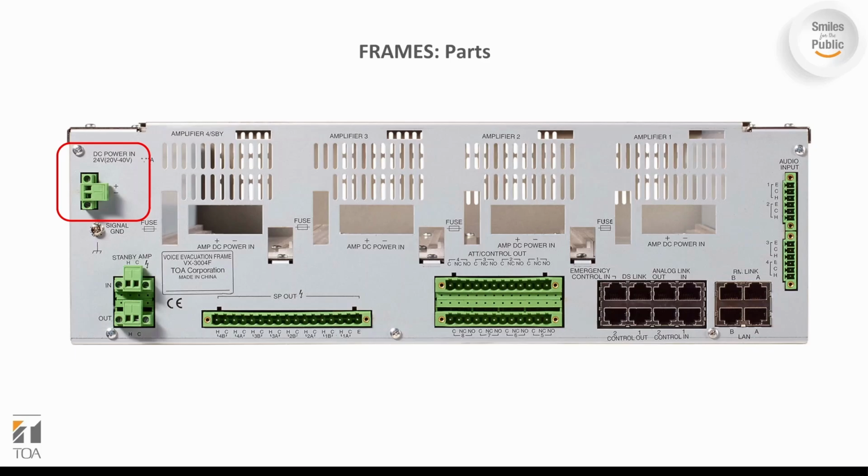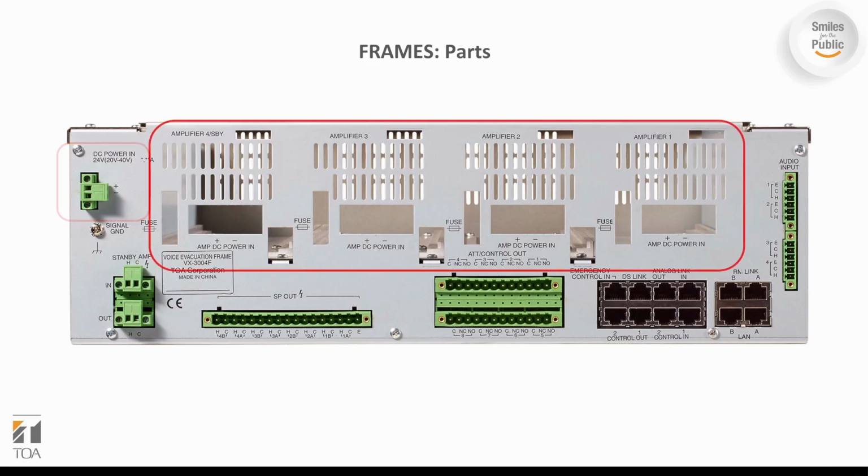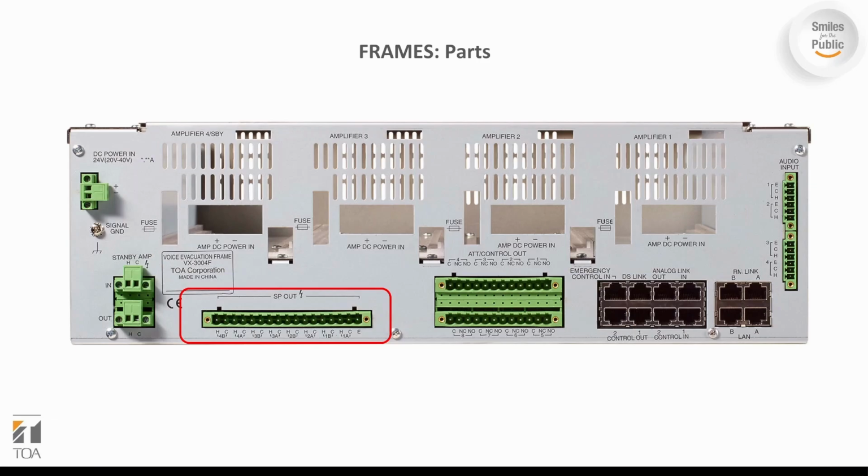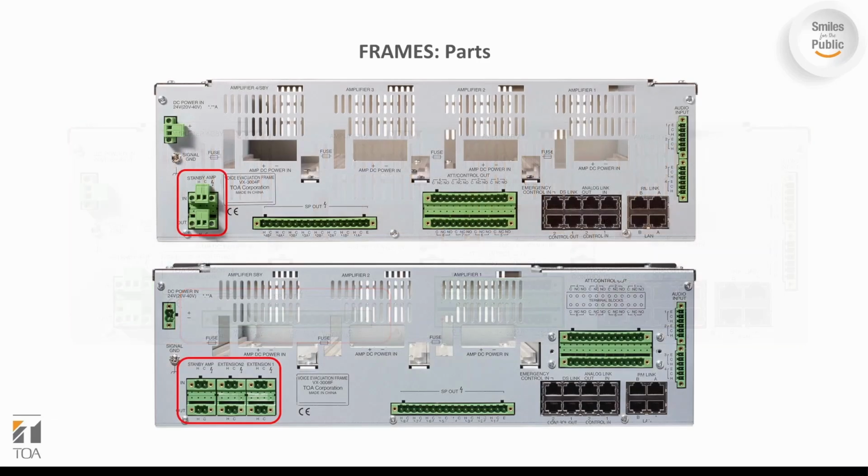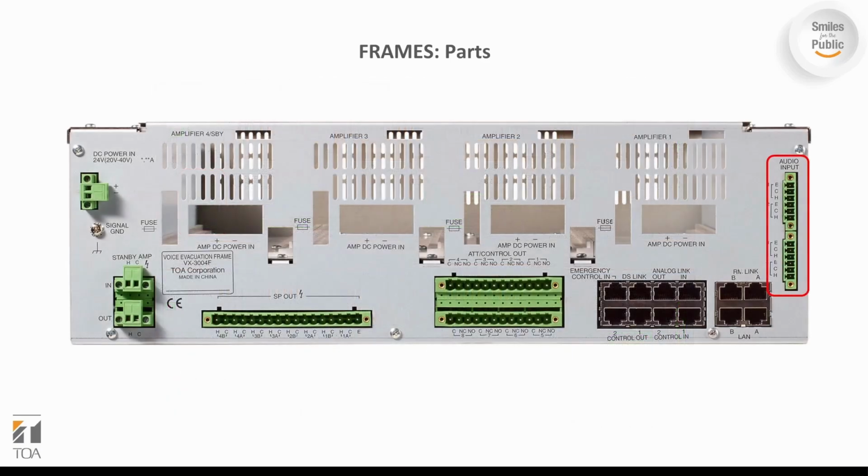Let's now look at the rear end of the frames. This is the frame's DC connection port. These are the amplifier and module access slots, which allow you to connect your DC power and change the fuse of the modules if needed. These are the speaker out connections where the speakers are wired to. These are the connectors to external amplifiers for extension and backup. These are also the connectors for your audio inputs. Finally, these are the LAN connections A and B for redundancy, your RM mic connections, and your DS-Link connections.